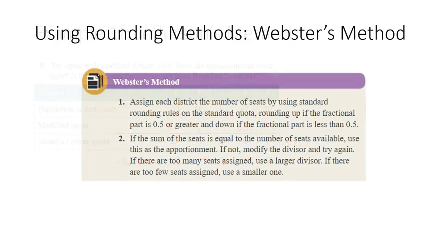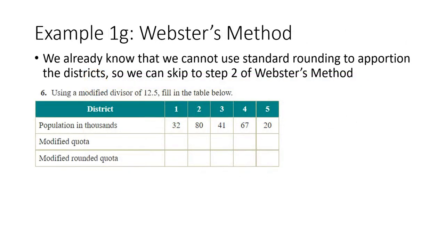Another way to round it is to use Webster's method. Here we're going to assign the number of seats using the standard rounding rules on the standard quota, and we're going to round up if it's greater than 0.5 and down if it's less than 0.5. If the number of seats is equal, we use that, and if not, we modify the divisor and we try again. If there are too many seats, we use a larger divisor. Too few, we use a smaller divisor. And so we just adjust the divisor based on the standard quota rather than starting with the lower quota as we did before.